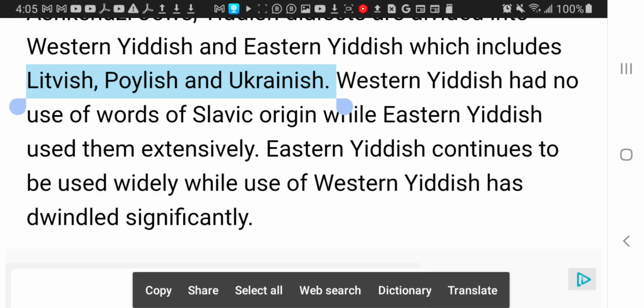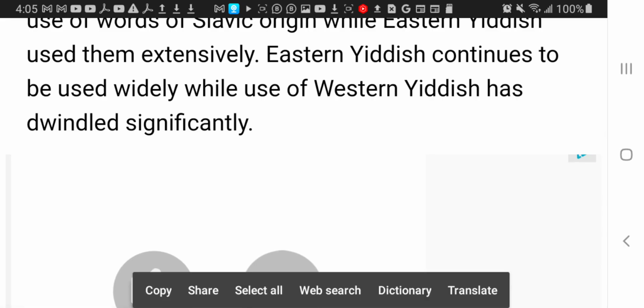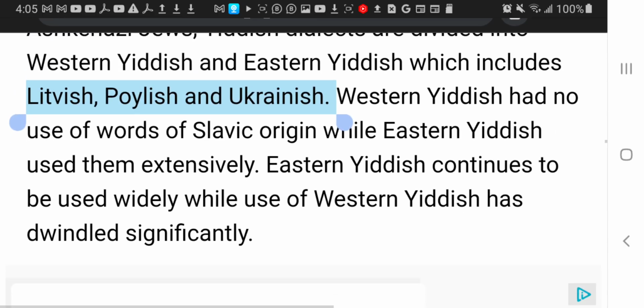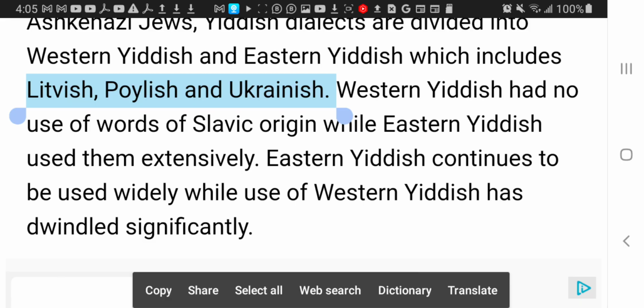Western Yiddish had no use of words of Slavic origin. Check this. In Western Yiddish they had no use of words of Slav, where the word slave in English comes from, while Eastern Yiddish used them extensively. So when you study Eastern Yiddish, they have a lot of Slavic words, while Western Yiddish had no use of words of Slavic origin, according to this study. Eastern Yiddish continues to be used widely, while use of Western Yiddish has dwindled significantly. The Yiddish makes extensive use of Slavic, because no matter what one says, the European Jews are still holding to their roots.